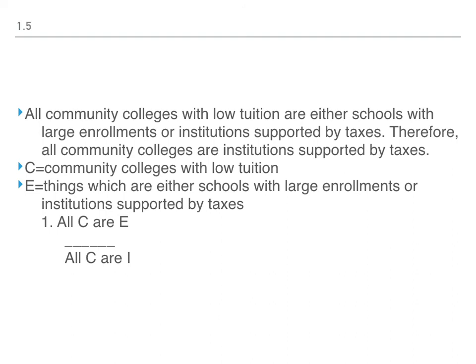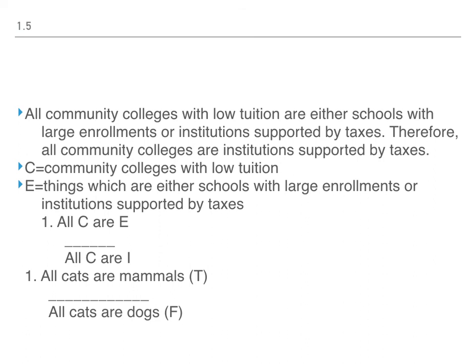And clearly, the claim that all C are E is unrelated to the claim that all C are I. So that one may be true and the other could be false. That's fairly easy to show, as for instance, all cats are mammals is true. The conclusion, all cats are dogs, is false.